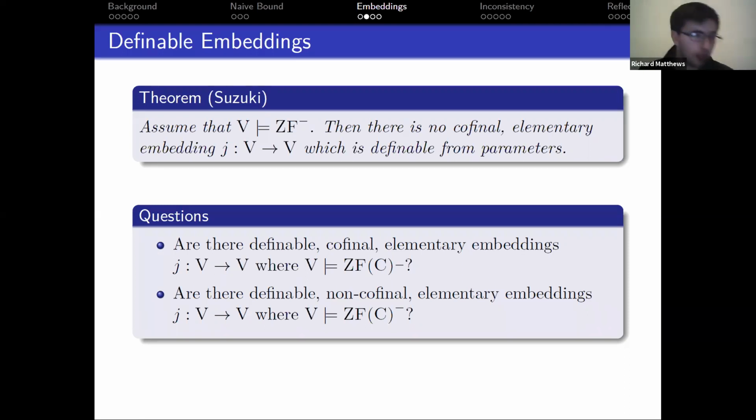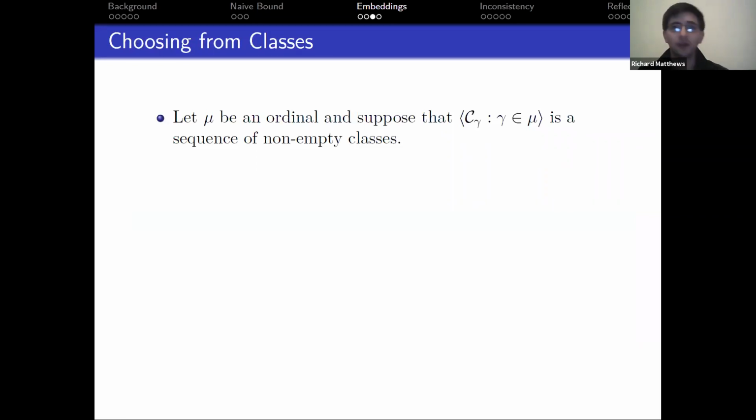Before I talk about the main theorem and the inconsistency, it's worth mentioning an important technical point. Suppose that mu is an ordinal and C_gamma for gamma in mu is a sequence of non-empty classes. The question is, how can I choose an element from each of these classes? If I have power set, then for each gamma, I can take the elements of C_gamma of least rank. This is now a set, so I have a sequence of sets, and I can use the axiom of choice. But because these are all classes, I can't use that.